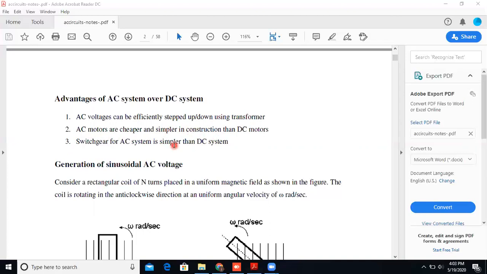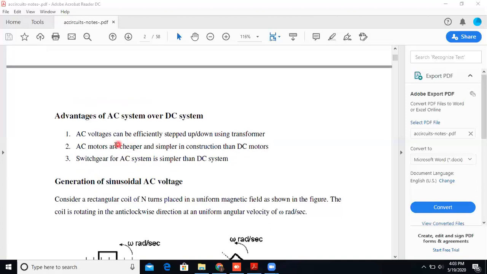Next, AC motors are cheaper and simpler in construction than DC motors. Let us see here. This is one fundamental advantage compared to the DC system. Why? Because in DC motors we use one component, that is the commutator, which converts AC to DC supply. That means you are adding an extra component in the motor. Because of this extra component, we have more pricing. So we can say AC motors are cheaper than DC motors.